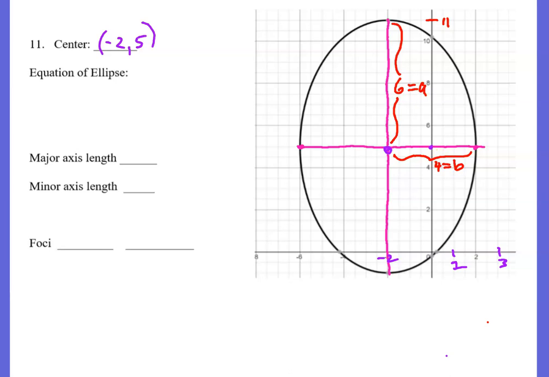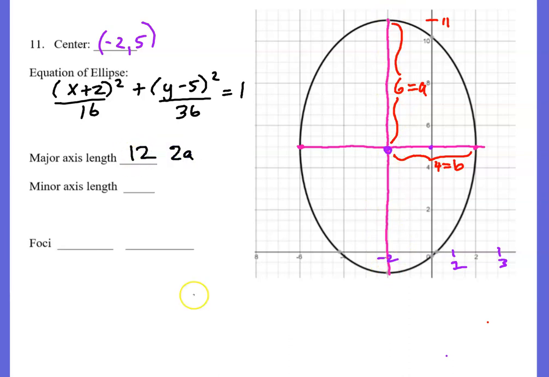Let's write the equation. Let's start with our center. Our center is -2 for x, so (x + 2) squared, and (y - 5) squared equals 1. My larger direction is the y direction, so that's going to be my larger denominator, a squared, so 36, and my b is 4, so 16. The length of the whole long major axis would be 6 plus 6, so 12. It's just 2a, remember, so 12. And the minor axis is 2b, so 4 and 4, 8.